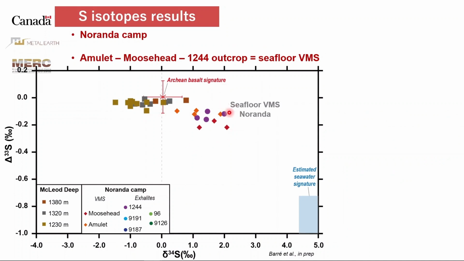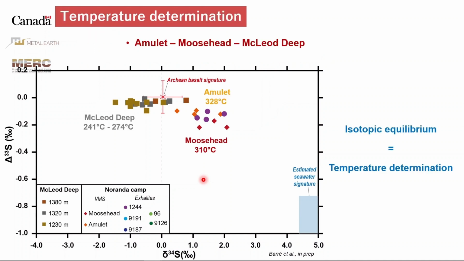And here are the results of the seafloor VMS from Noranda. Here you see that there is an enrichment in the delta 34S and a depletion in the capital Δ33S. So we start to see an influence of the seawater, with a trend between the seawater and the magmatic signature, like that. This is expected because we are at the seafloor, so we have the interaction directly with the seawater.